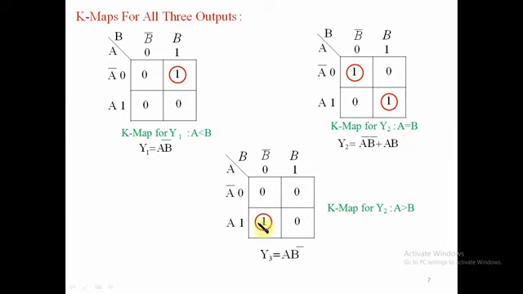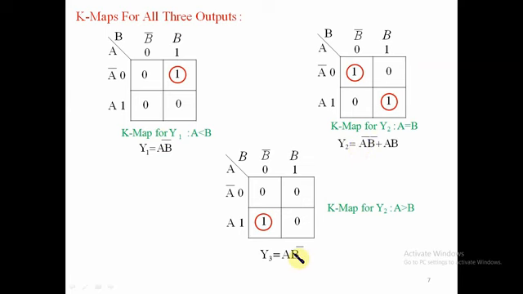For the third one, only a single 1 is present, in the third cell, 0 1 2 3. The equation becomes a b bar. That is y3, for a greater than b, and we get the equation a b bar. Now these are the equations: first, second and third.